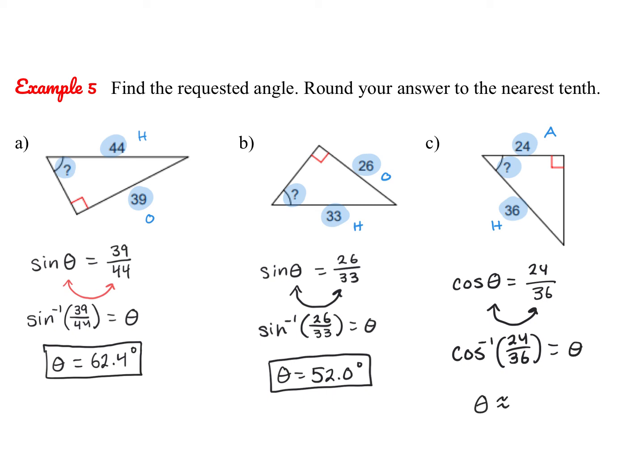And then here we'll plug this into our calculator, and then arc cosine is right above our cosine button. And we get approximately 48.2 degrees.